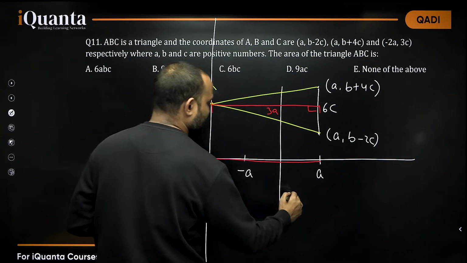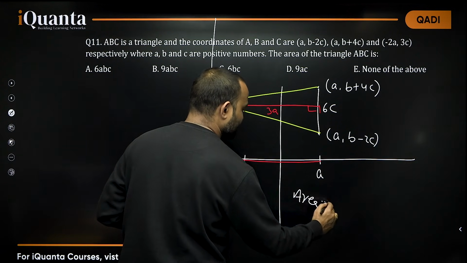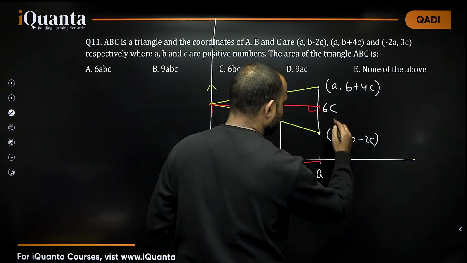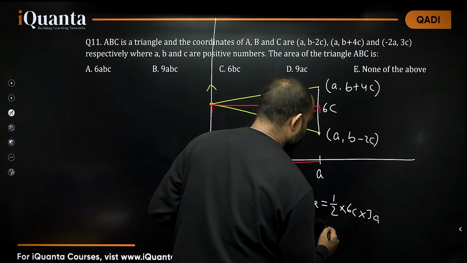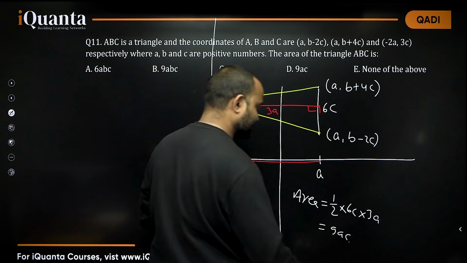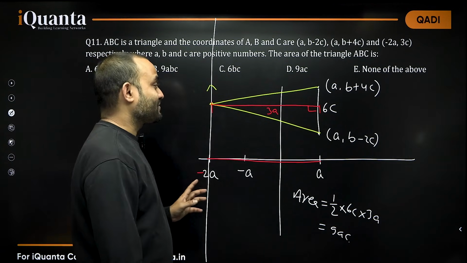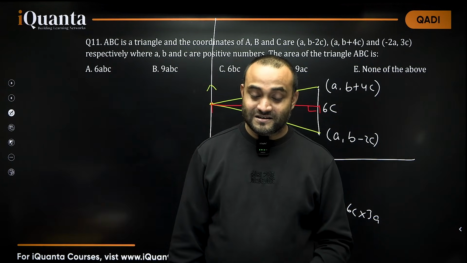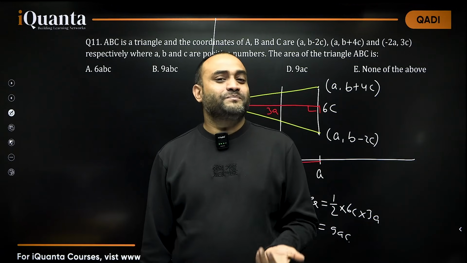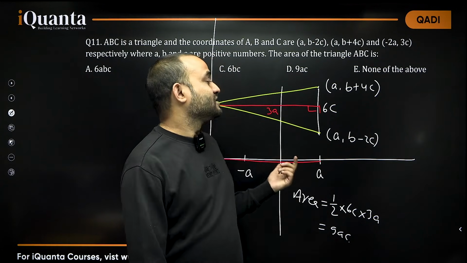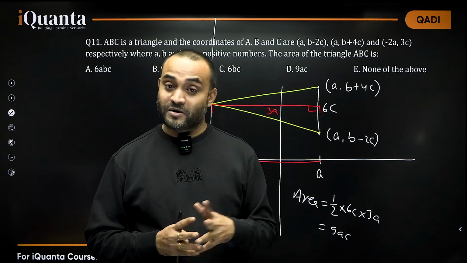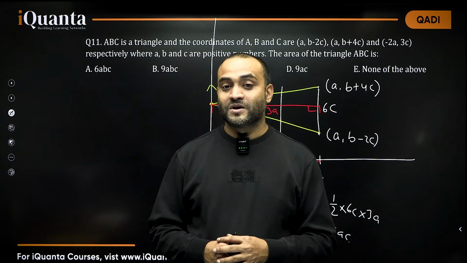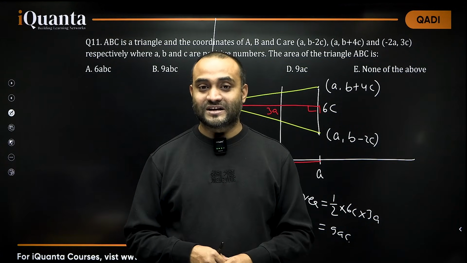Now we can find the area very quickly, which is half into 6c into the height, which is 3a, and that gives us 9ac, right? So it's a really good method, but not very practical, right? Because you cannot think so much so fast during exam. But of course, if you know this, next time, who knows, maybe you try this and get your answer quickly.